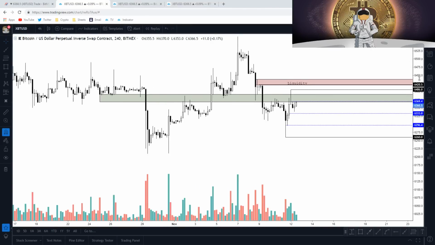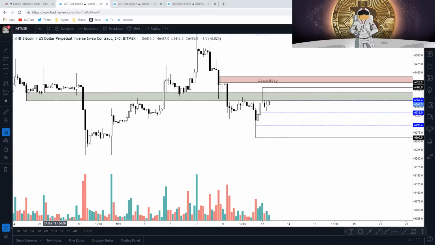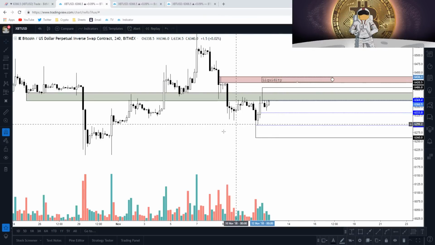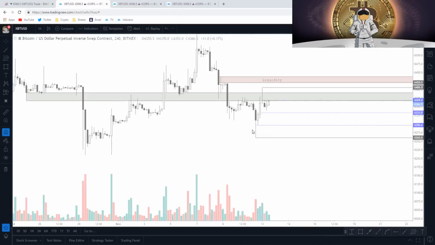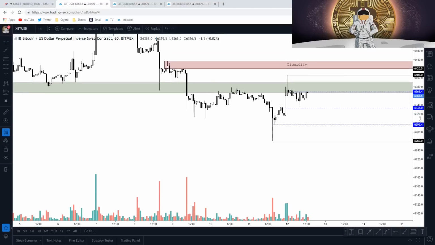Yeah, I don't feel comfortable taking that short. It looks good. If these equal highs weren't here, I would be taking that short. But because these equal highs are here, that's why I'm kind of spooked out of it. Because I think those are going to get hunted today.